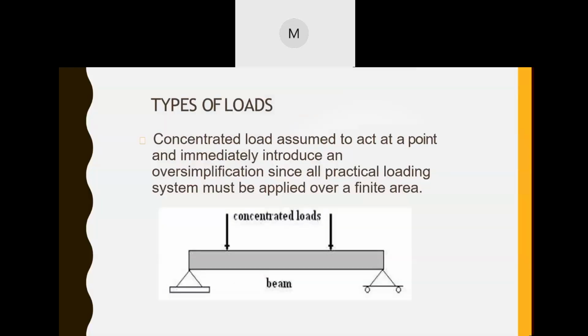Continuous beam. So now we'll go to the types of load. What are the different types of load? First of all, concentrated load, that is assumed to act on a point. These are all concentrated loads. That means, suppose this is a beam, right? In the beam, the loads are acting at only one point. So these are all concentrated loads, because these are acting only at this point and this point, right?